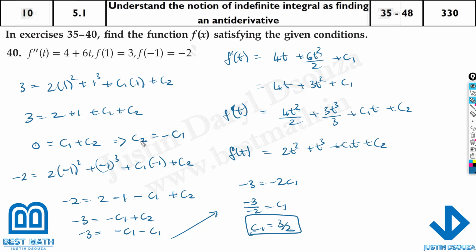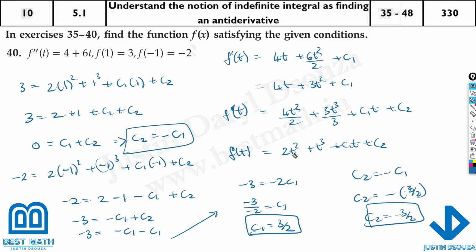Then what is C2? See, over here we have already this condition. C2 is equal to negative C1, right? So C2 will be minus of C1, which is 3 by 2. That is C2 is equal to minus 3 by 2. So these are the two conditions. So the final answer f of t would be equal to 2t to the power 2 plus t to the power 3 plus C1, which is 3 by 2 t. Now it's going to be minus C2, which is minus 3 divided by 2. So that must be the answer.